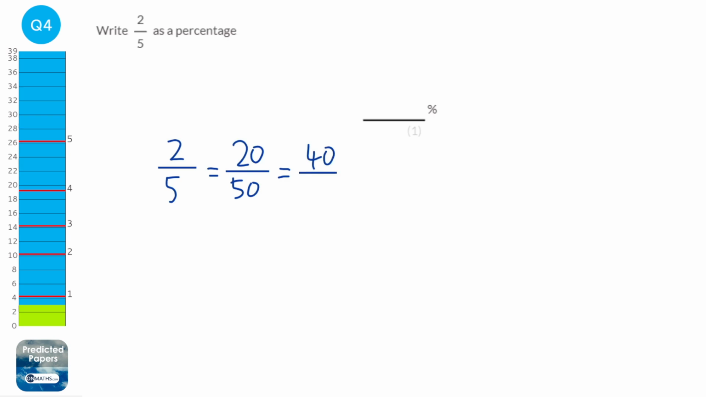So 50 times 2 is 100. Now when you have 40 over 100, percent just means per 100. So it's 40 per 100, or 40%.